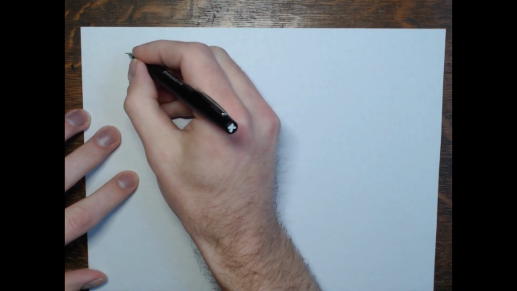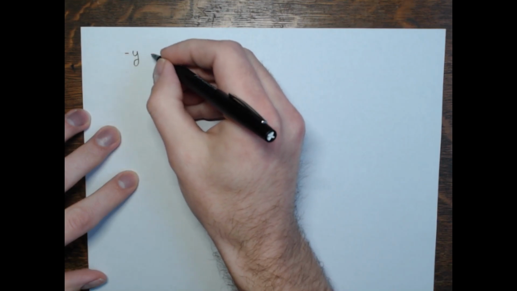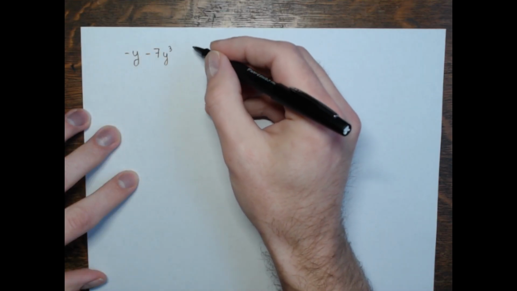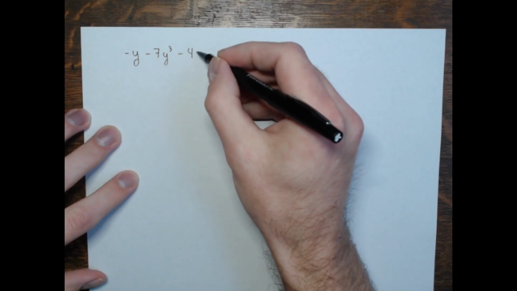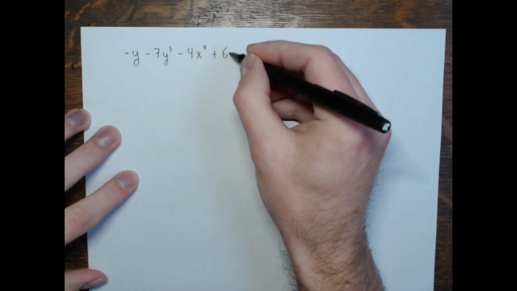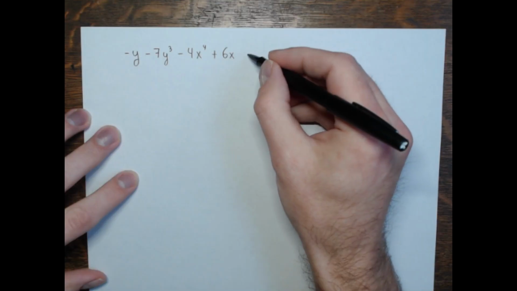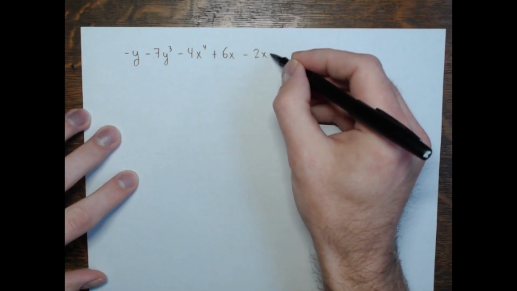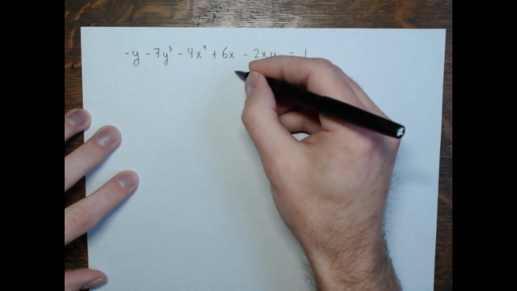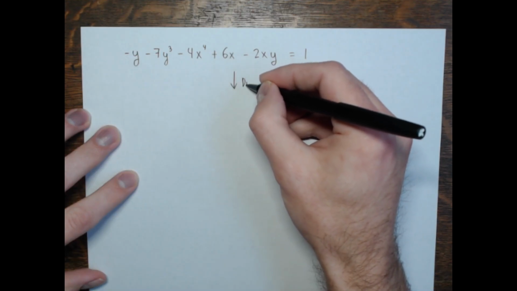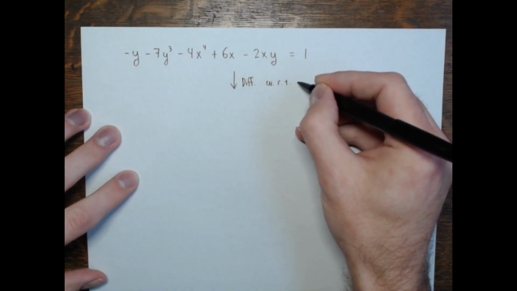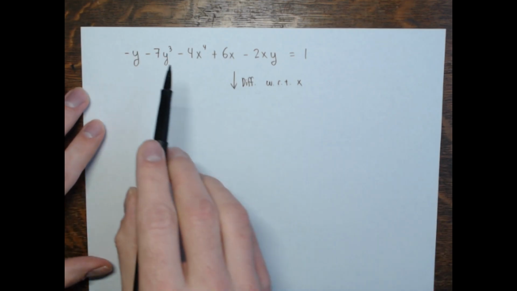So here's our curve. You have negative y, the opposite of y, minus 7y cubed, then minus 4x to the fourth plus 6x, then minus 2xy, and then equals 1. Again, I leave this the way it is and differentiate both sides with respect to the independent variable x.